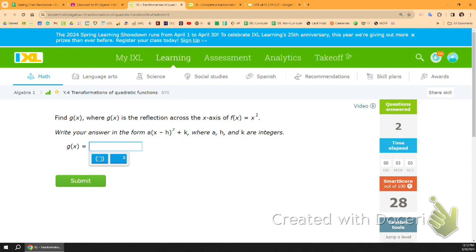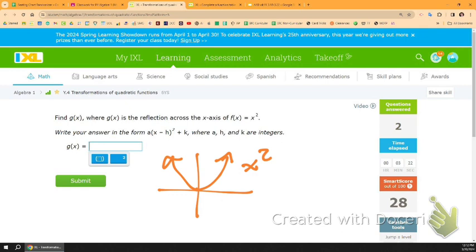All right. Now this one says reflection. A reflection changes the A. And all you have to do is make it positive or negative. Now it's already automatically positive. Now this one says it's reflected across the x-axis. So this is what it would look like. Here's x squared.